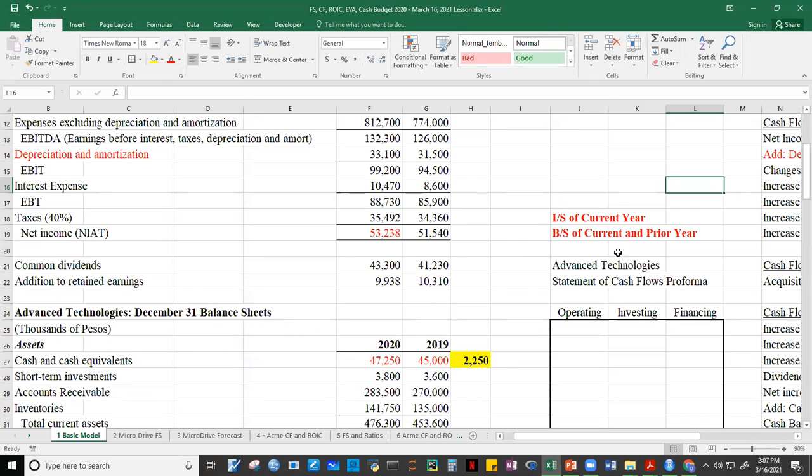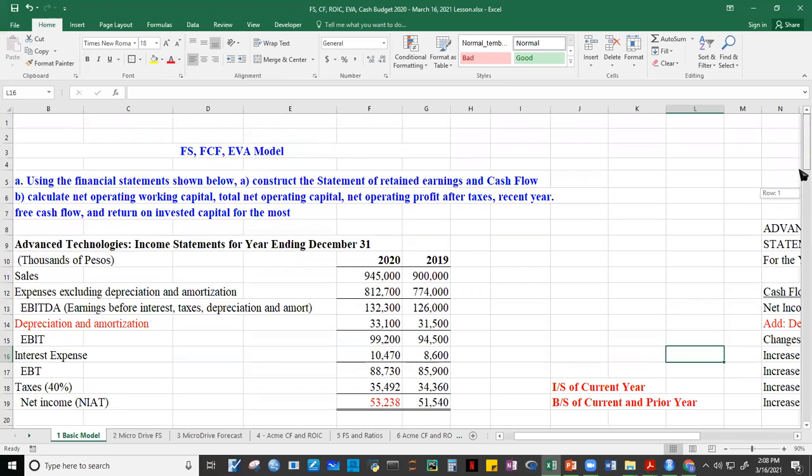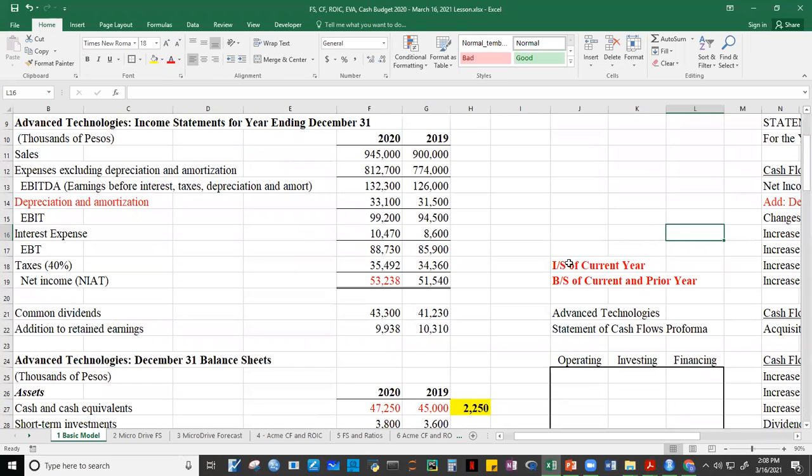So we're going to create the cash flows in 2020 for advanced technologies. So anong kailangan natin? Kailangan natin ng income statement for 2020. Kailangan din natin ng balance sheet for 2020 and 2019. So question, pwede ba tayong gumawa ng statement of cash flows? Do we meet all these requirements in order to create your statement of cash flows?